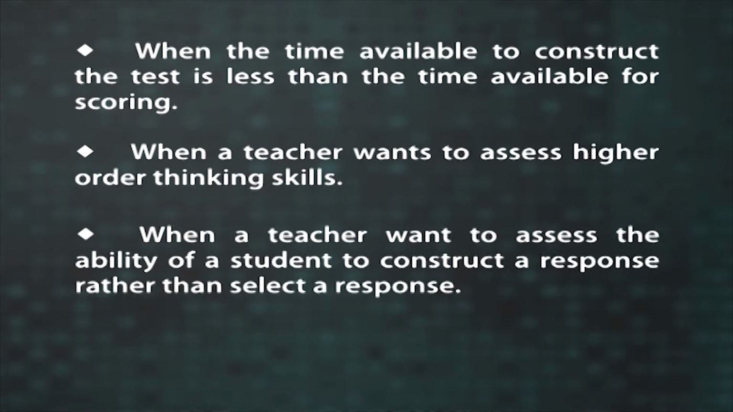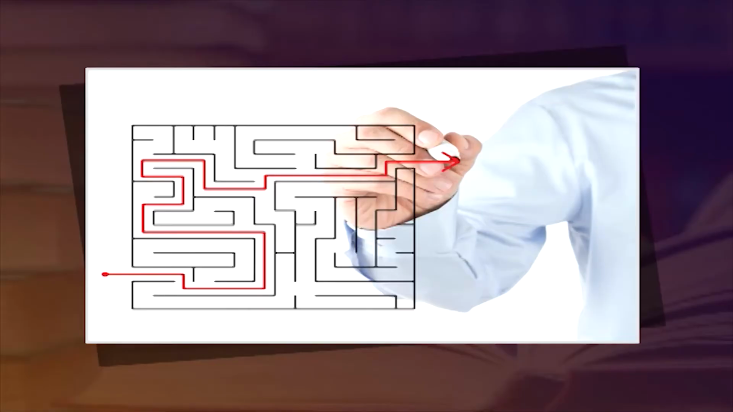When a teacher wants to assess the ability of a student to construct a response rather than select a response: constructing a response and selecting a response require different kinds of abilities. The cognitive processes a student undergoes while constructing a response is different from that of selecting a response. Essay type items help a teacher evaluate whether a student is capable of constructing responses using reasoning and analytical skills.